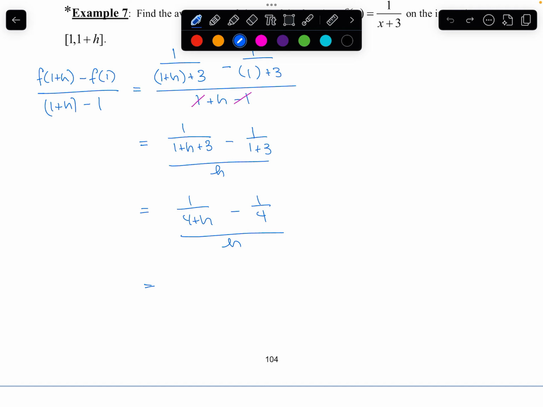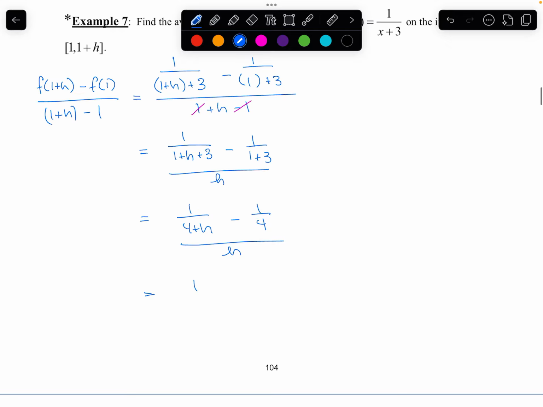And let me go ahead and write that out. So 1 times, so let me put that here. So the lowest common denominator is 4 times 4 plus h. So the way we're going to get that, so all the same denominator, that common denominator, we're going to see, like I said, is that 4 plus h, and then that's going to all be over h.